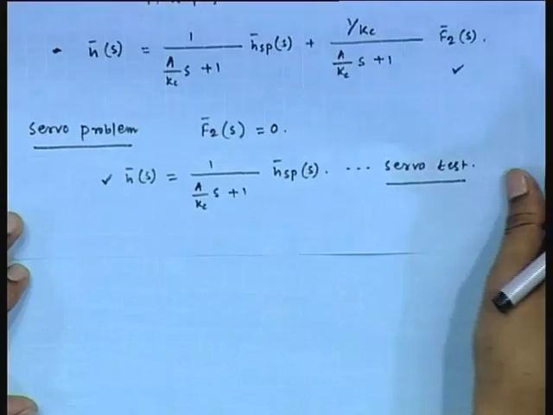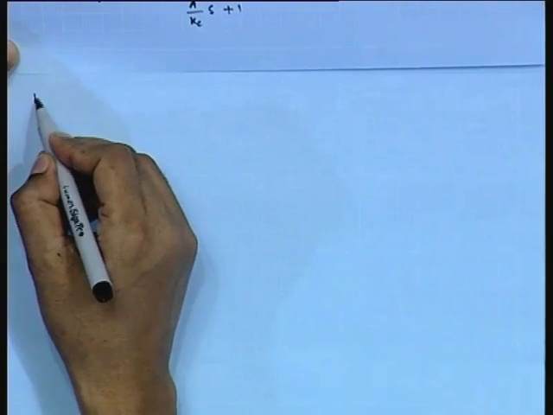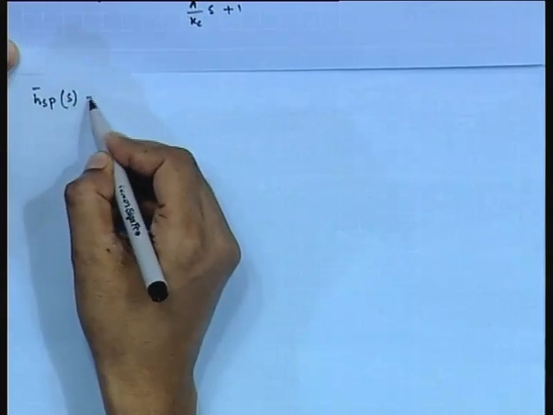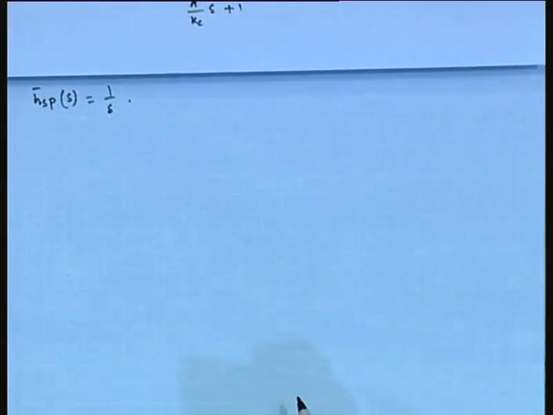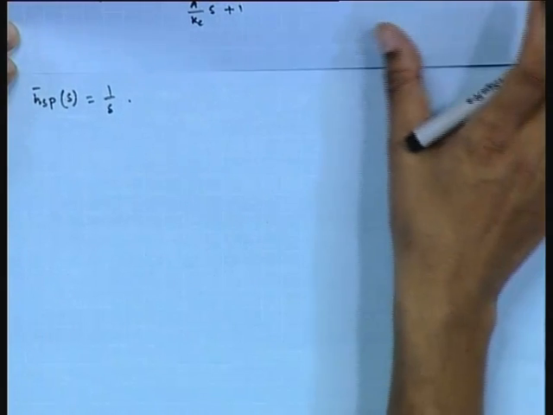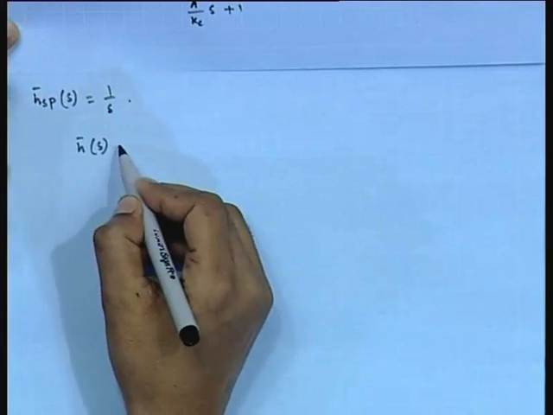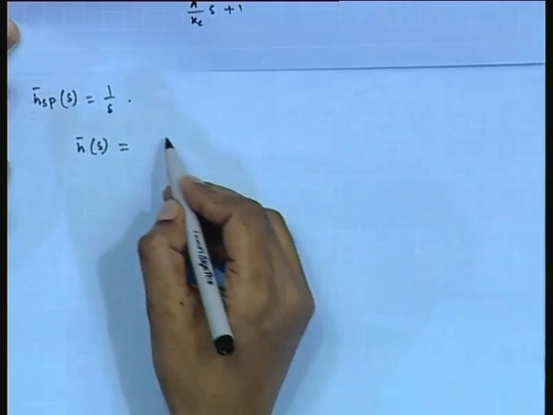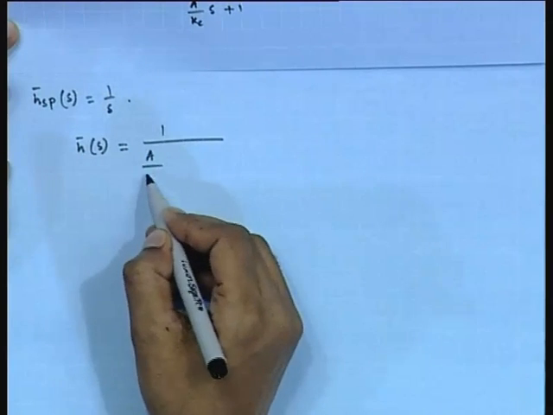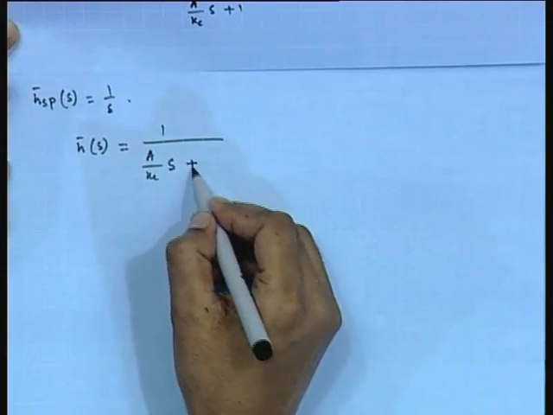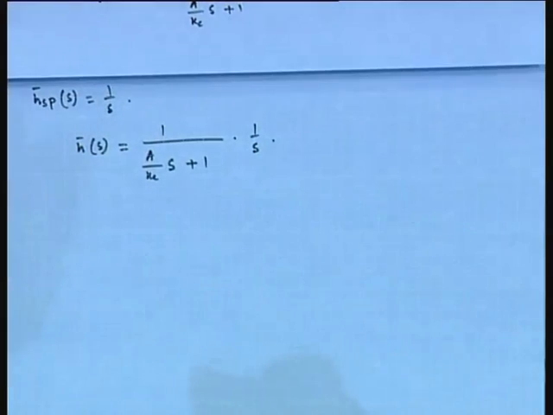Now, we will consider a unit step change in the set point of H. That means, H set point bar s equals 1 by s. So, considering a unit step change in H set point, we get the transfer function as H bar s equals 1 divided by (A by Kc s plus 1) multiplied by 1 by s. Fine.